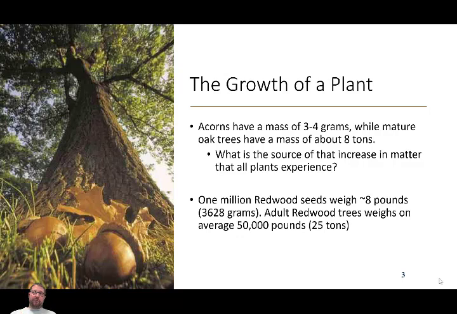And you take that seed, you plant it in the ground, and 300, 400 years later, sometimes maybe even longer than that, depending on how old the adult is, how mature it is, that organism weighs 50,000 pounds. Where does the material come from?